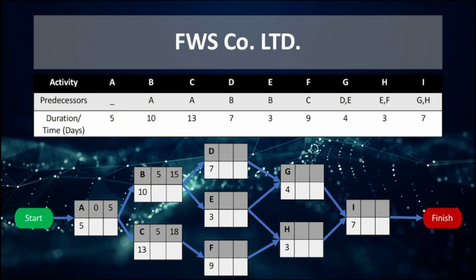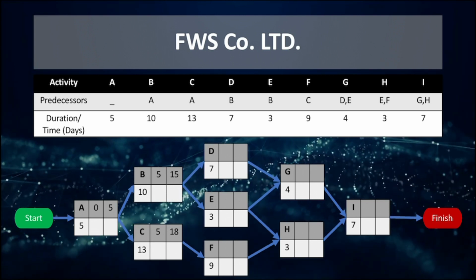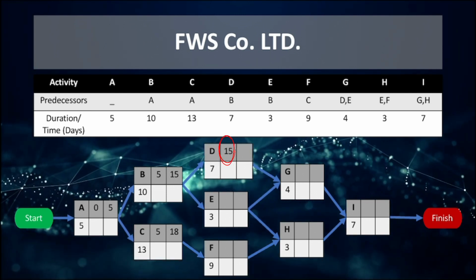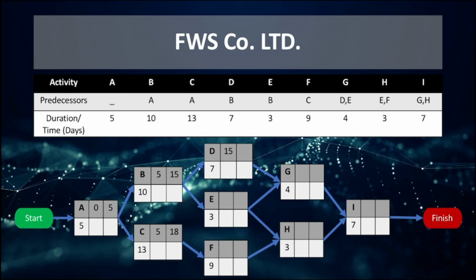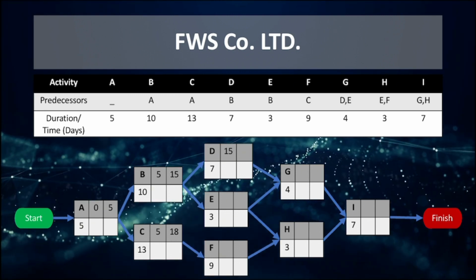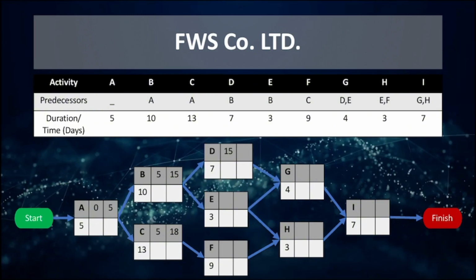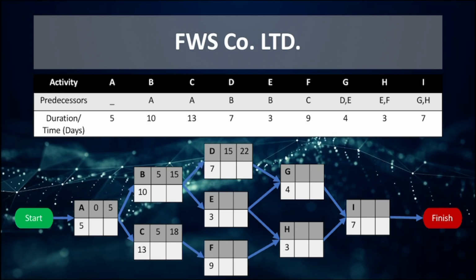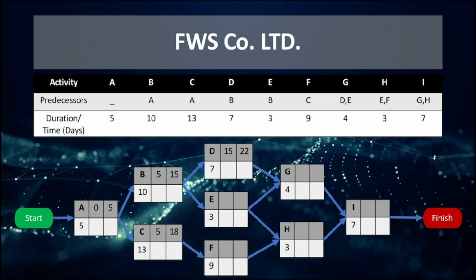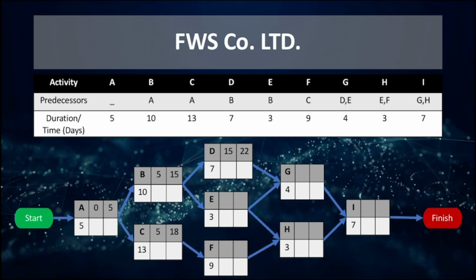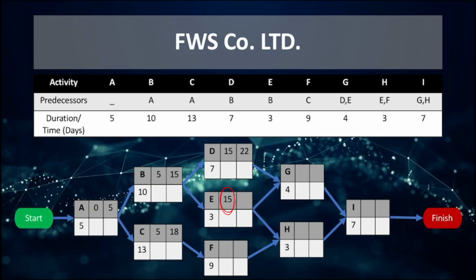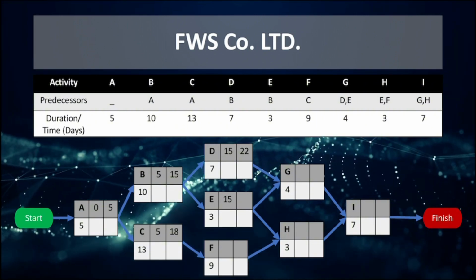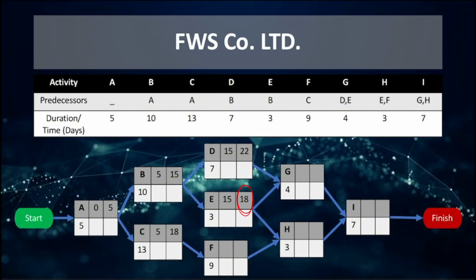D needs B to complete before it can start. Since the earliest finish time of B is 15, then the earliest time that D can start is 15. With an activity time of 7 weeks, D will have an earliest finish time of 7 plus 15 is equal to 22. E needs B to complete before it can start. Since the earliest finish time of B is 15, then the earliest time that E can start is 15. With an activity time of 3 weeks, E will have an earliest finish time of 3 plus 15 is equal to 18.